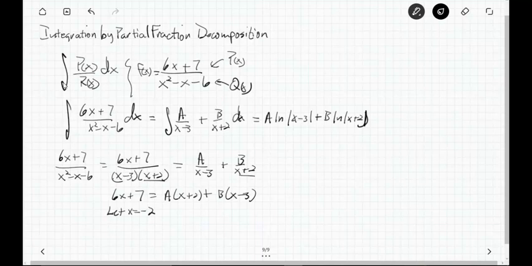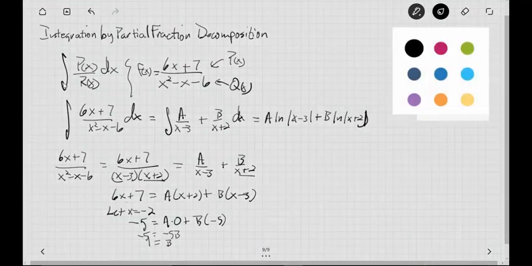So let's see what happens when I do that. On the left, if x equals negative 2, I end up with negative 12 plus 7, affectionately known as negative 5, equal to a times 0 plus b times negative 5. Hey, that's pretty cool. So negative 5b is equal to negative 5, and b equals 1. Sweet! So now I've got b equaling 1.